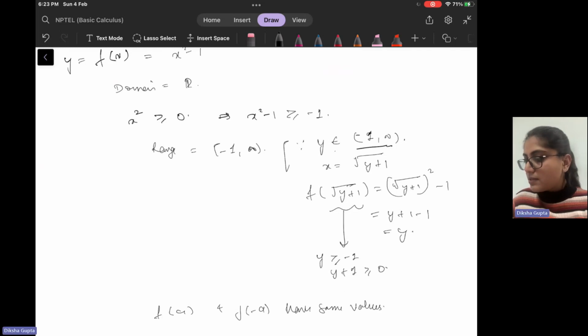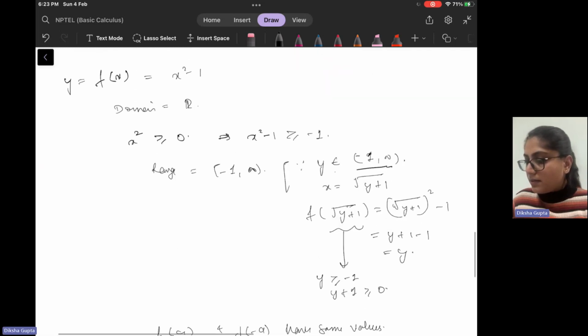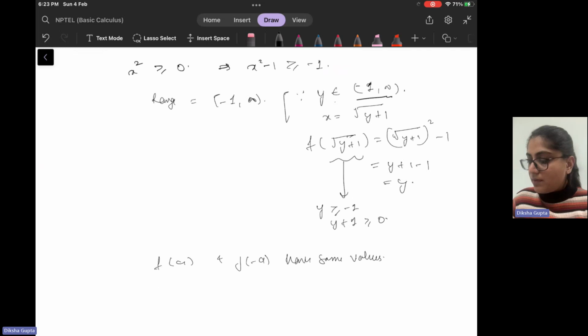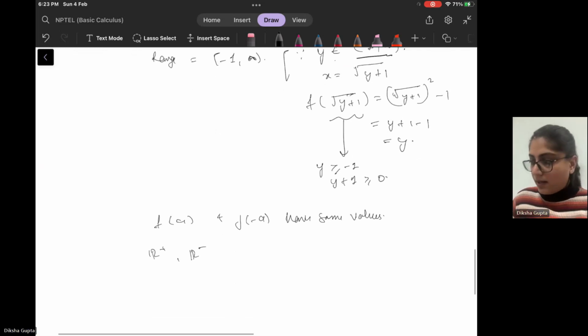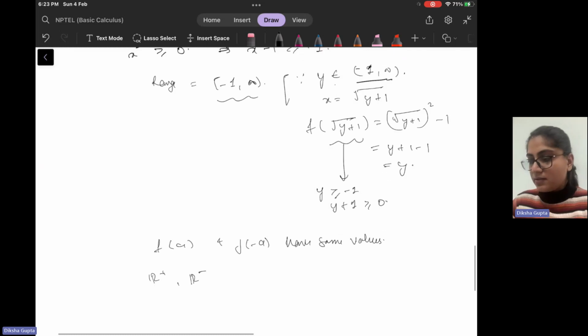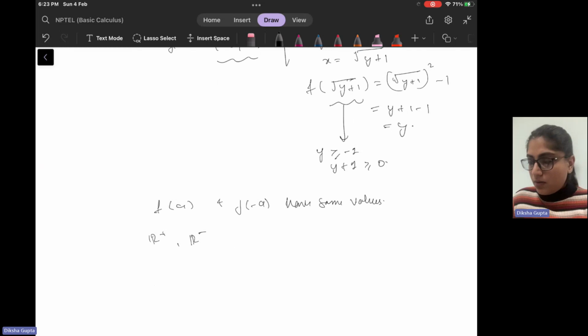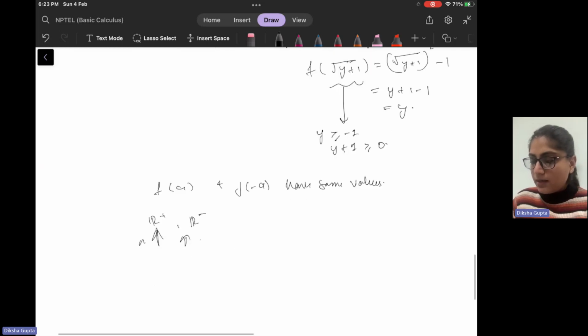But a is not equal to minus a, so the function is not 1-1 on the whole domain. But if we restrict the domain to R plus and R minus, then the function is 1-1, and onto with the range this. Right? Because the range will be the same, because f of a and f of minus a will still give the same value, which will lie here. Okay. Now we can have the inverse on R positive and R negative.